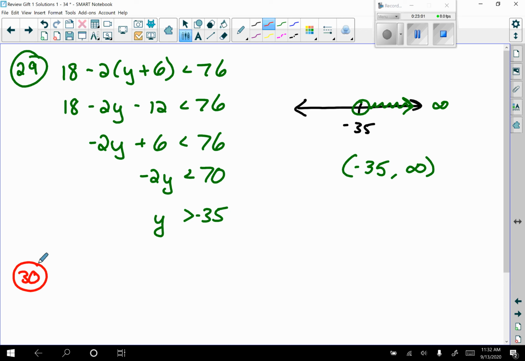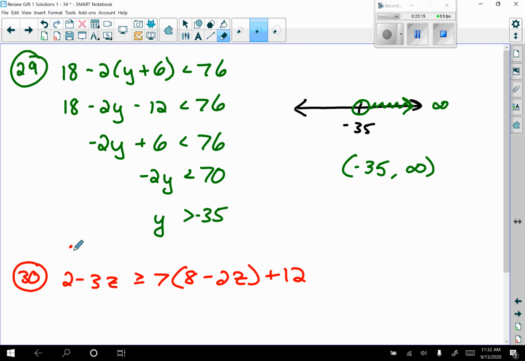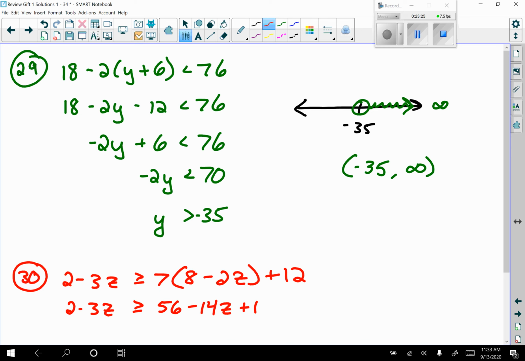All right, 30 again is a single inequality. There's just a lot to do right here. 2 minus 3z is greater than or equal to 7 times the quantity 8 minus 2z plus 12. Keep everything on the left the same. Distribute the 7. 7 times 8 is 56. 7 times negative 2z is minus 14z plus 12.